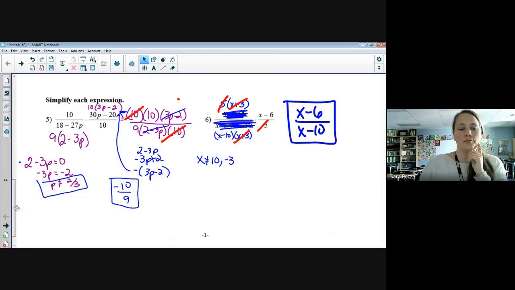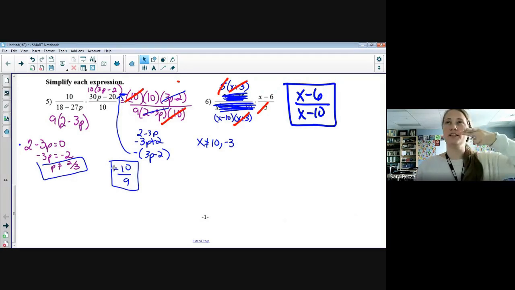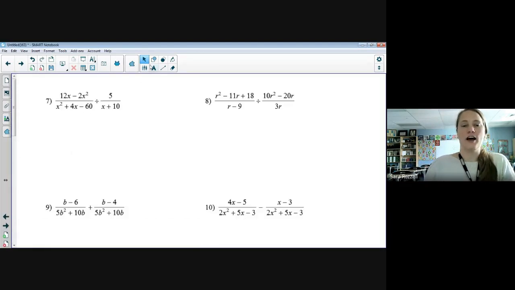All right, so those were our multiplying problems. Now we're going to divide. Do you guys remember how to divide a fraction? What do you do when you're dividing a fraction? You flip the second fraction and then you multiply across. Okay. So our next kind, we are dividing. So just as a reminder, when you divide, you flip the second fraction and multiply across.